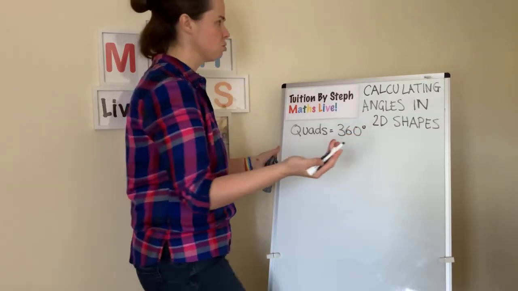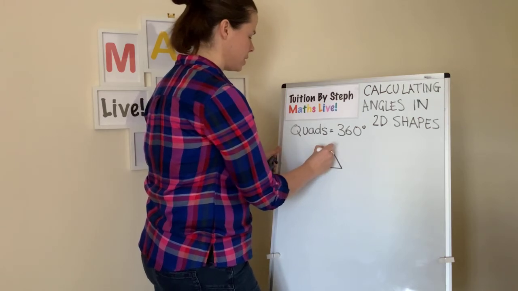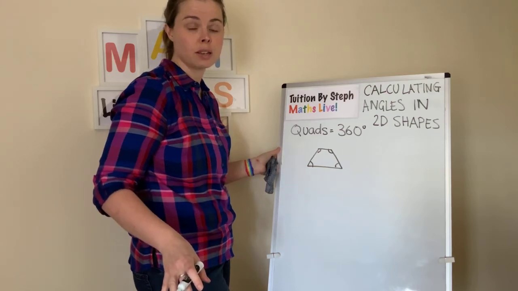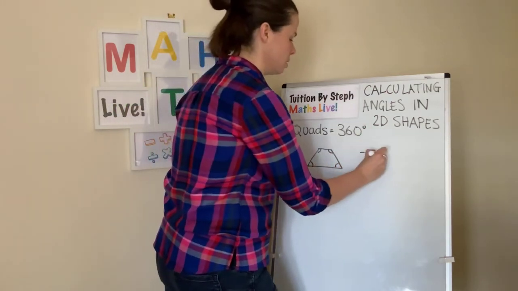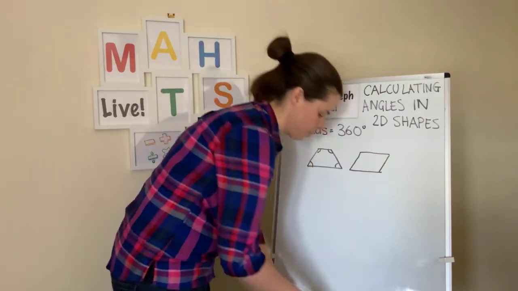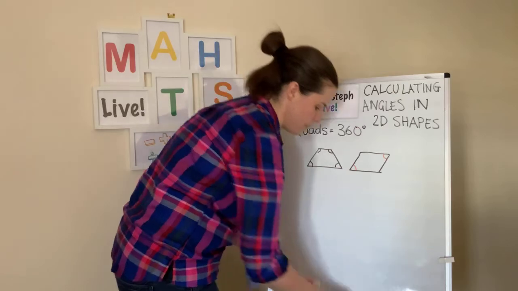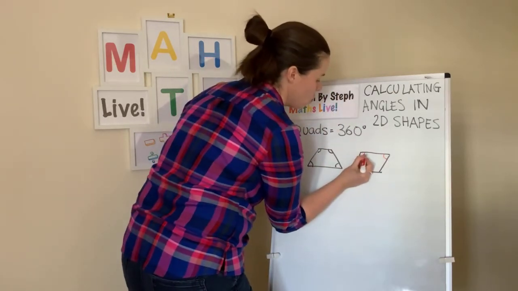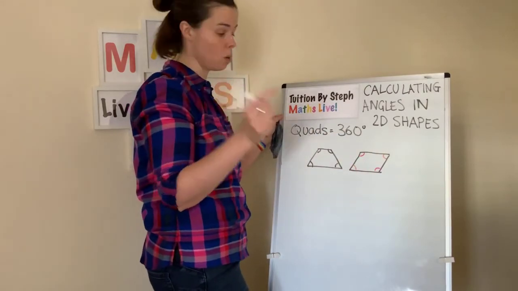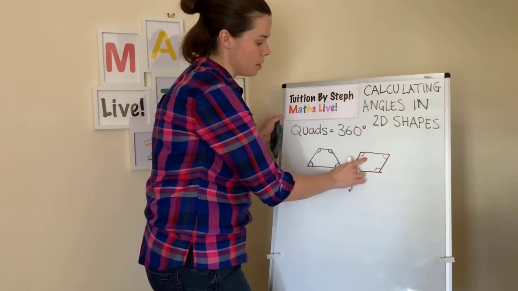So quadrilaterals such as a trapezium. This angle and this angle and this angle and this angle will add up to 360 degrees. You'll see this more in tomorrow's lesson. Parallelogram. I'm just going to draw. There's a reason why I'm doing this. So all 4 angles add up to 360 degrees, but also with a quadrilateral such as a parallelogram, these 2 angles are the same, and these 2 angles are the same.